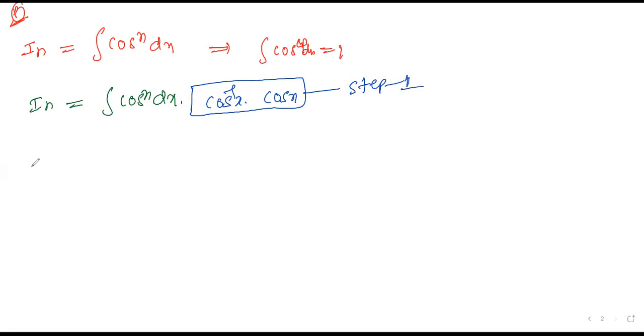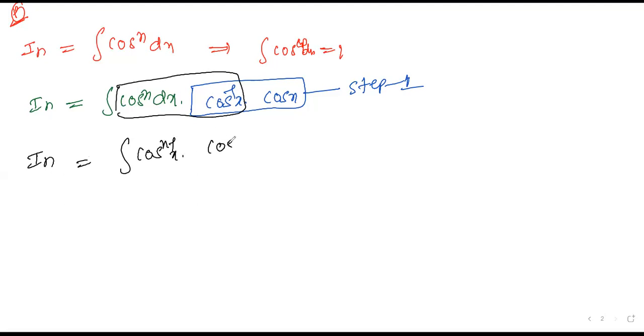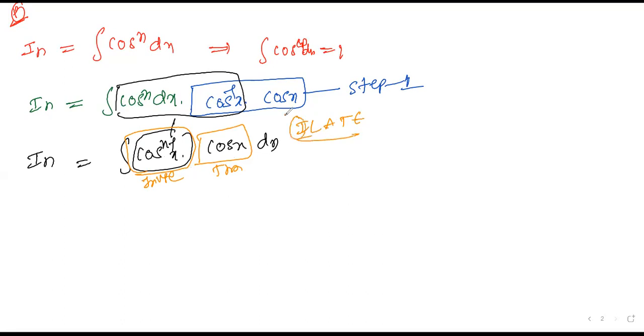Continuing, I_n is equal to the integration of both combined, I'll write cos^(n-1) x into cos x dx. This portion I write like this. It is no problem. This question looks very simple. Now our assumption is that this question looks like a UV model. This is one function, this is another function. This is inverse, this is trigonometry. According to ILATE, inverse comes first and trigonometry second. So you can take u as this one.